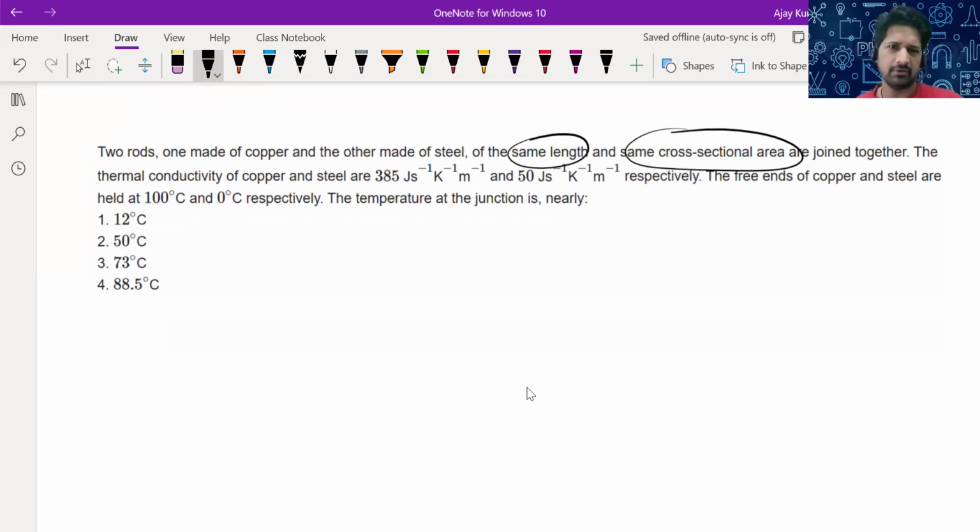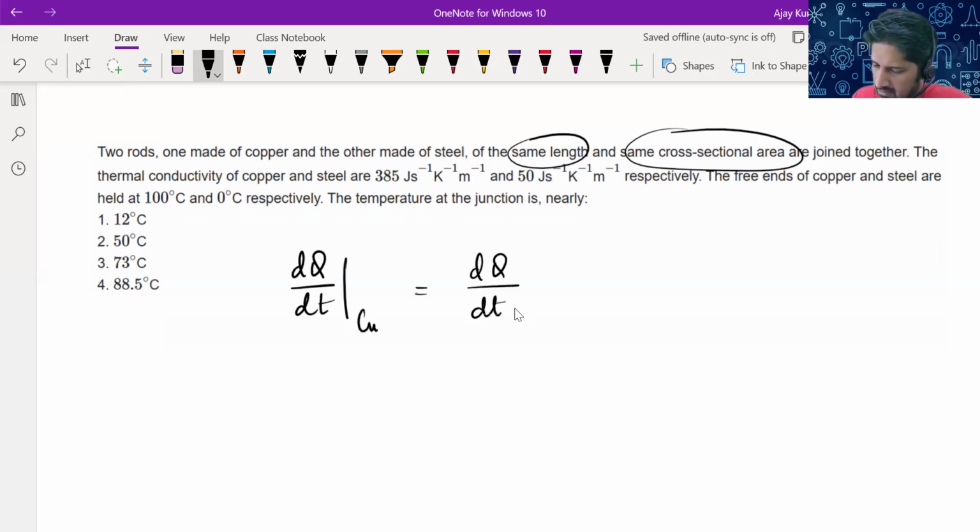Okay, so it's very similar to the previous question that we solved. But this time, the question is only asking you junction temperature. So there is no point calculating heat current. Okay. So just imagine two rods joined next to each other. Now, heat current in the first rod should be equal to heat current in the second rod. They are joined one after another. So you just need to write heat current through copper is equal to heat current through steel.